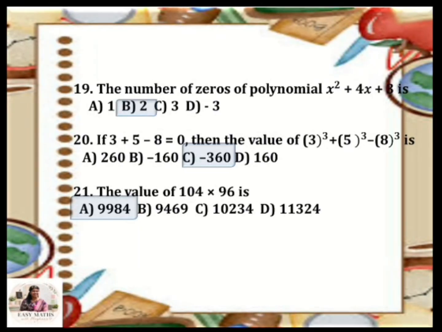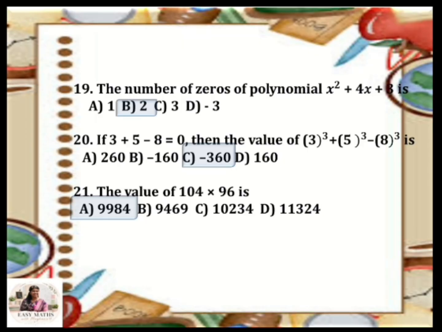Question number 20. If 3 plus 5 minus 8 is equal to 0, then the value of 3 cube plus 5 cube minus 8 cube is. Here we have to solve. 3 cube is 27, 5 cube is 125, minus 8 cube we have to substitute, then you will get the answer as minus 360. It is option C is the correct answer.